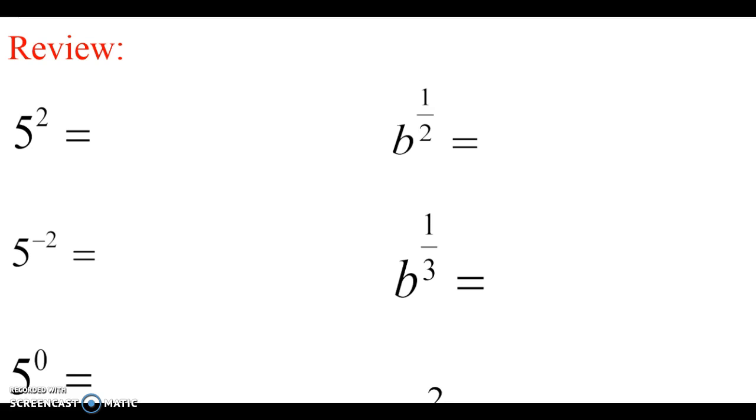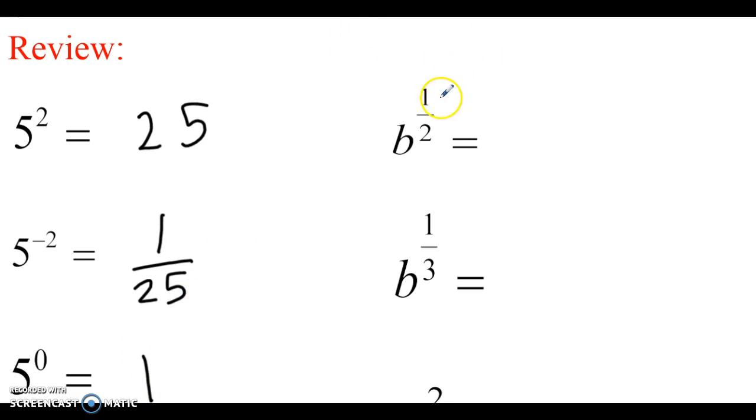So just as a quick review, I want you to realize that you know 5 squared is 25. What you have to remember is when we have negative exponents, that means it's not happy. So it's 1 over 5 squared, which is 1 over 25. One thing to remember is 5 to the 0. Anything to the 0 is a 1.